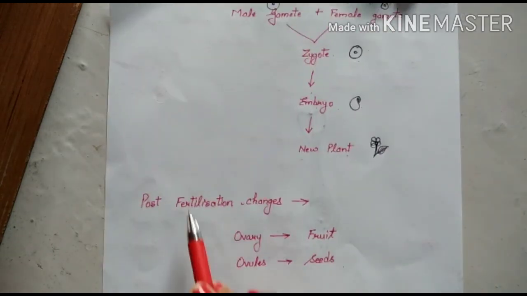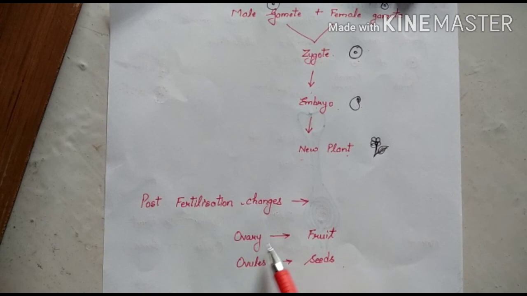Next is post-fertilization changes, meaning the changes which occur after fertilization. So after fertilization, the ovary develops into fruit and ovules develop into seeds. So ovary forms fruit and ovules form seeds after fertilization, and sepals and petals are shed off or they get dried out.